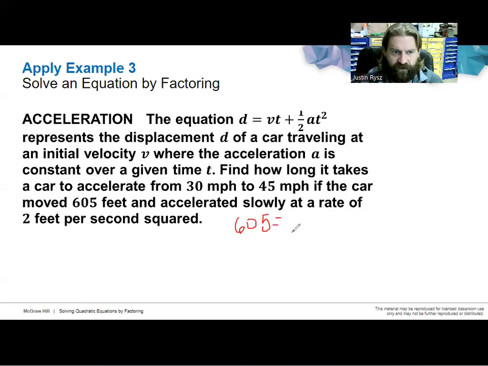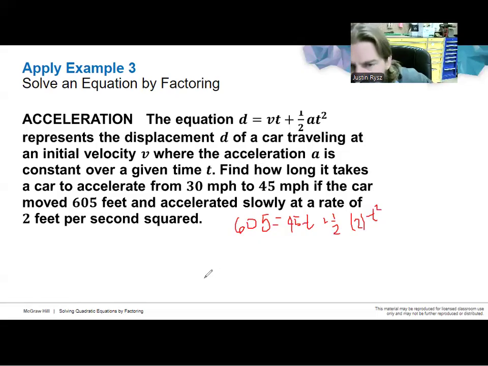So that'd be 45t plus 1/2 times 2 feet per second squared times t squared. All right, what we need to do is to solve this here.